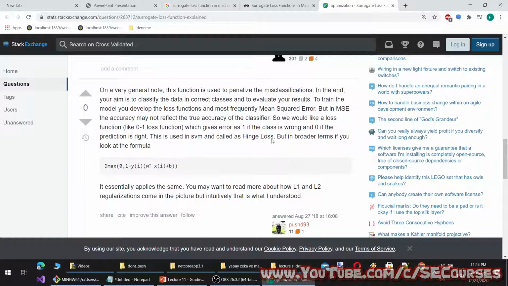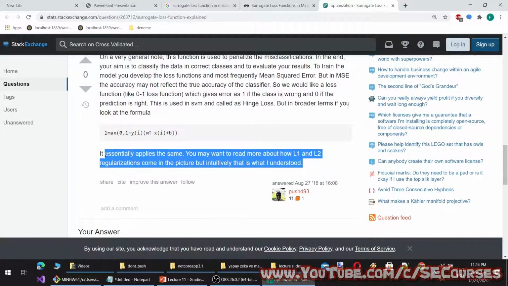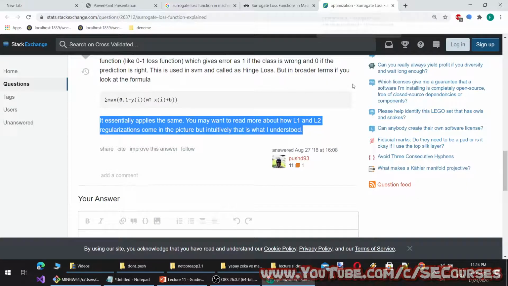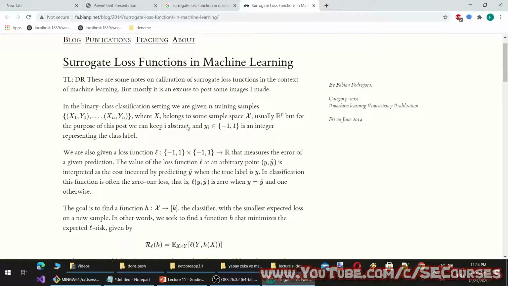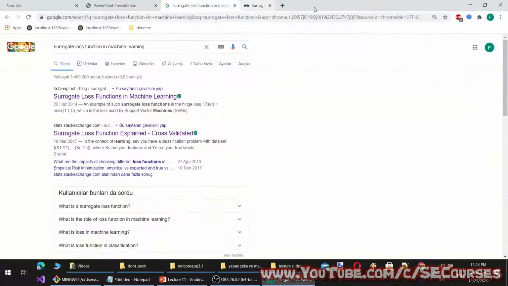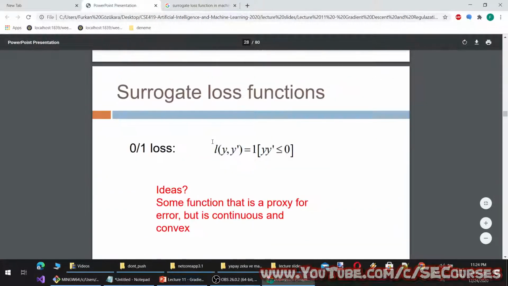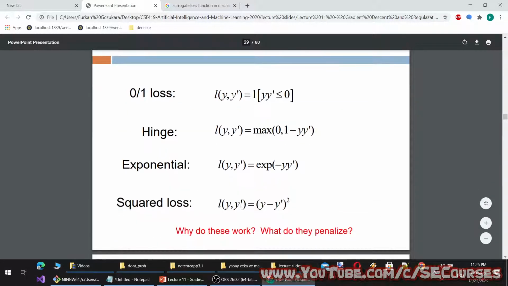But in broader terms, if you look at the formula, here we penalize misclassification as well, not just calculate the distance. Okay, it is really long. Let's continue. So the surrogate loss function. You see hinge, exponential, squared loss.